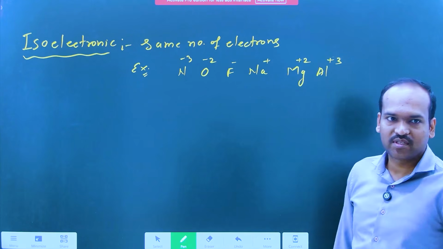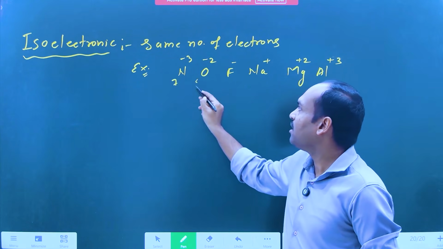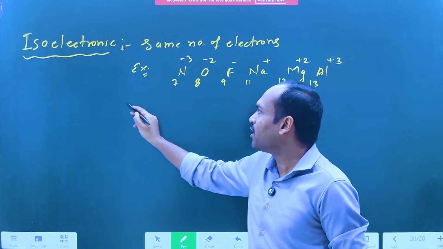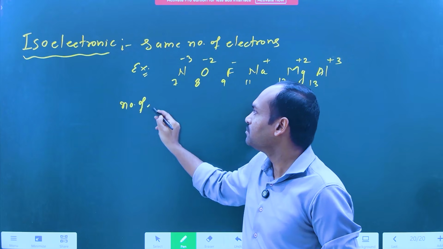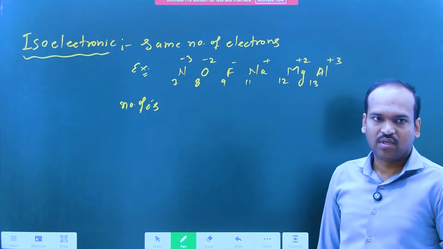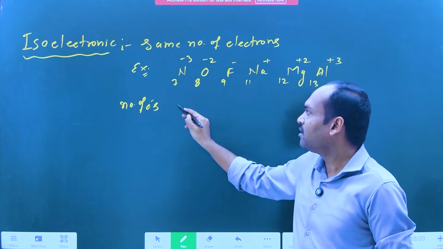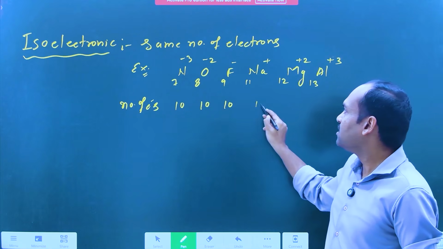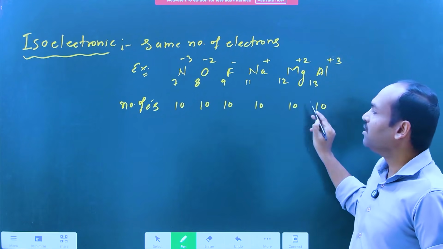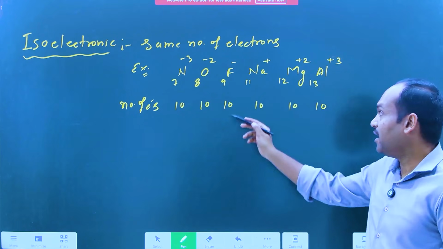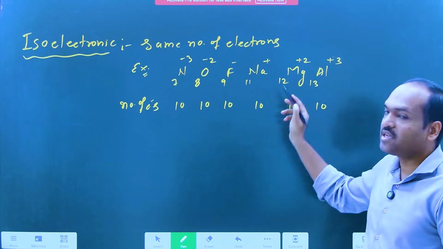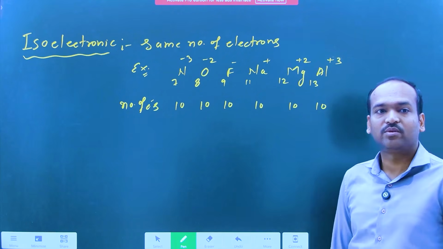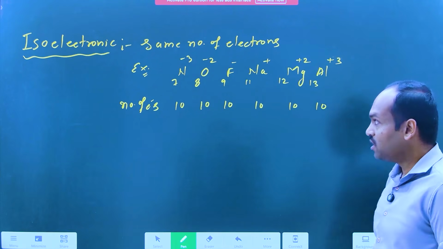What are the atomic numbers? 7, 8, 9, 11, 12, 13. Can you count the number of electrons? Here the number of electrons is 10: 7 plus 3 is 10, and the others also 10. So every species has 10 electrons. Can I say this is an isoelectronic series? Same number of electrons, isoelectronic.